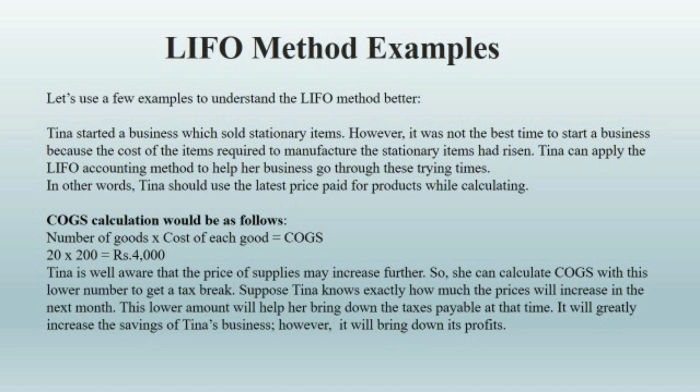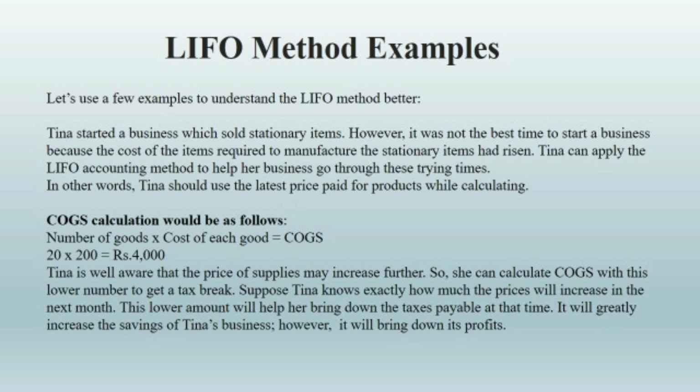Tina can apply the LIFO accounting method to help her business go through these trying times. In other words, Tina should use the latest price paid for the product while calculating. Here the calculation would be as follows: number of goods into cost of each good is equal to COGS, meaning cost of goods sold. Here the number of goods is 20, into the cost of each good, 200, is equal to rupees 4000.